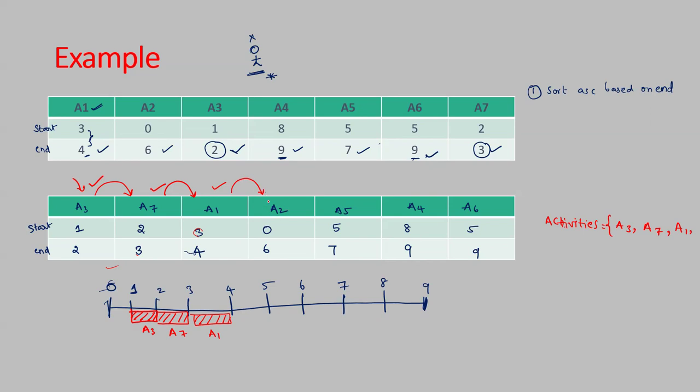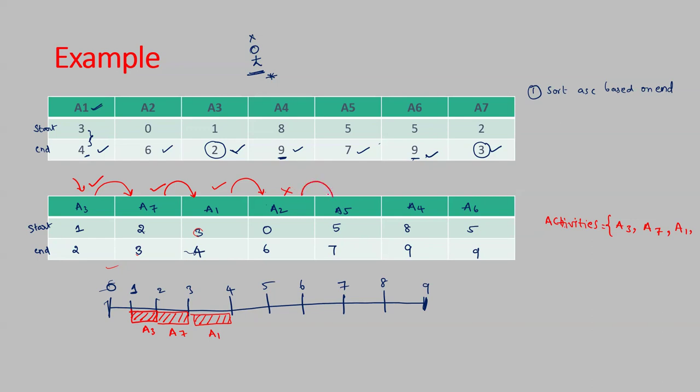Next activity is A2 and the time bounds are 0 comma 6. So can I take this activity right now? No, because the time in which it wants to be completed, 0 comma 6, is already allocated with the 3 activities A3, A7, A1. So can I go for this activity? No, I am simply going to ignore this activity. If I take this one, it is going to be overlapping. So I am going to ignore this one.